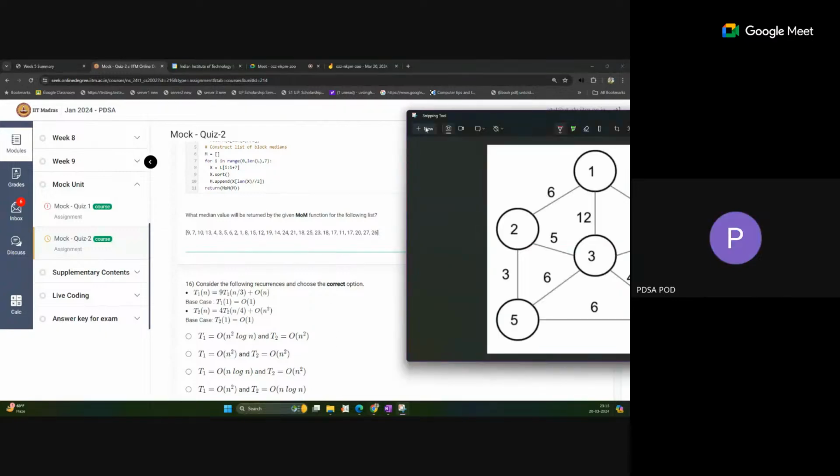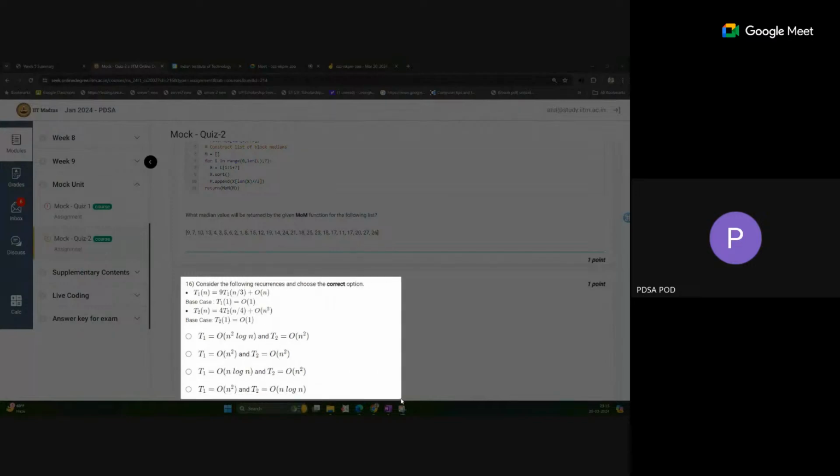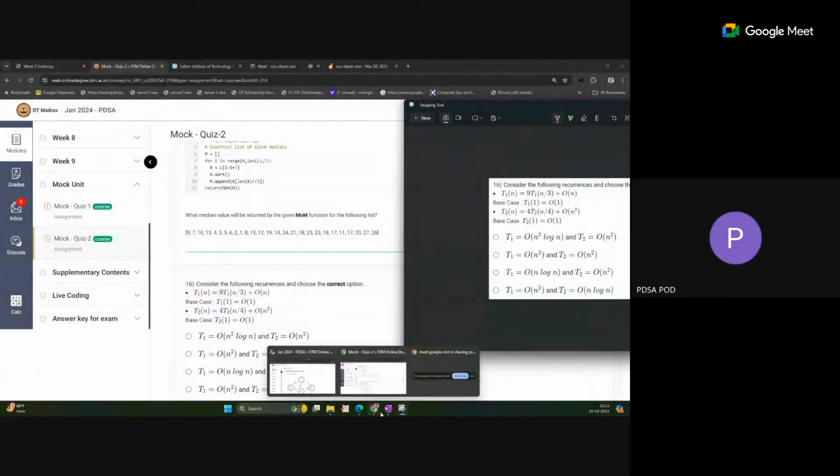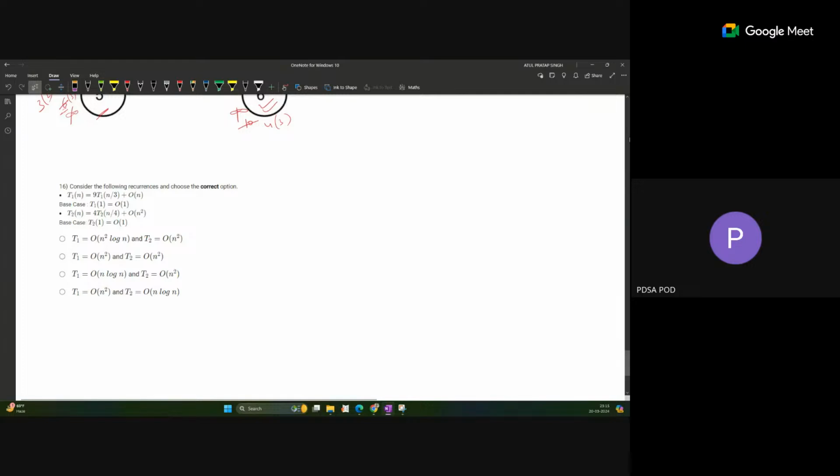Okay. So this topic is discussed in week 8, in the recursion tree topic. Check this. For this, one recurrence is given: T(n) = 9T(n/3) + O(n). So how can we create a recursion tree for this?